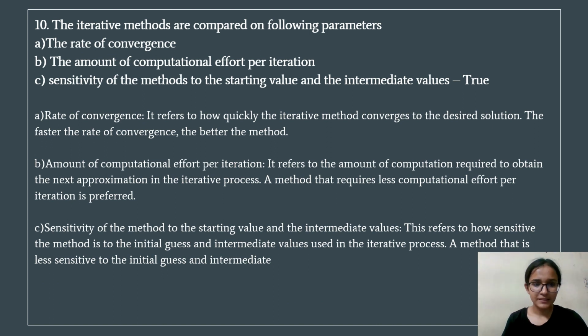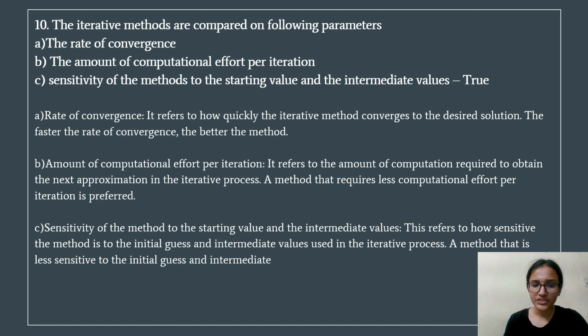The 10th statement states that the iterative methods are compared on the following parameters: rate of convergence, amount of computational effort per iteration, and sensitivity of the methods to the starting value and the intermediate values. So this statement is absolutely true. The iterative methods are compared on the basis of the following parameters only. The rate of convergence refers to how quickly the iterative method converges to the desired solution. The faster the rate of convergence, the better is the method.